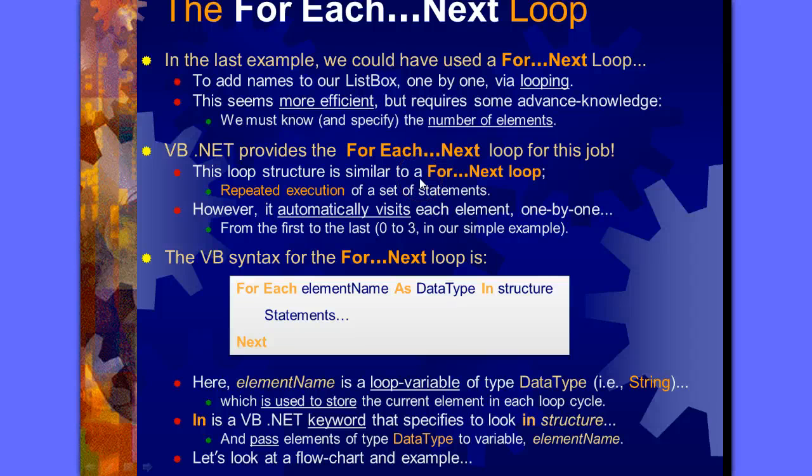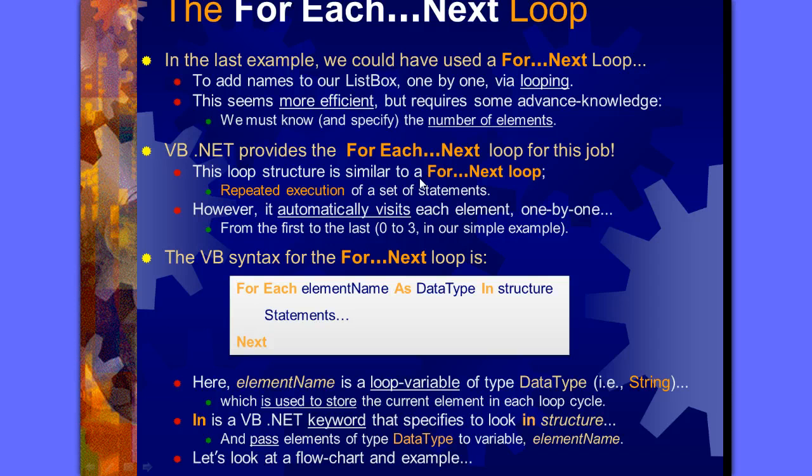Okay, let's talk about the for each next loop. In the last example, we could have used a for next loop to add names to our list box one by one via looping. This seems more efficient but requires some advanced knowledge. We must know and specify the number of elements.